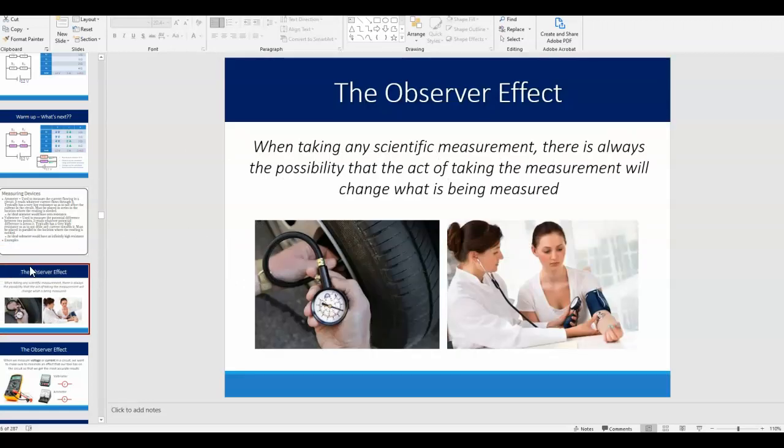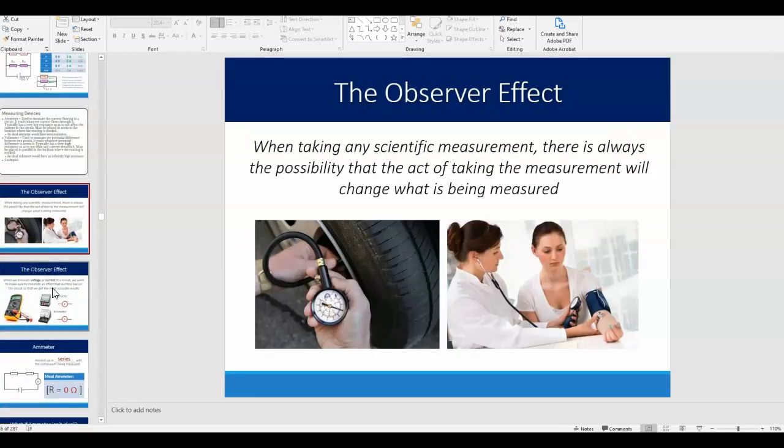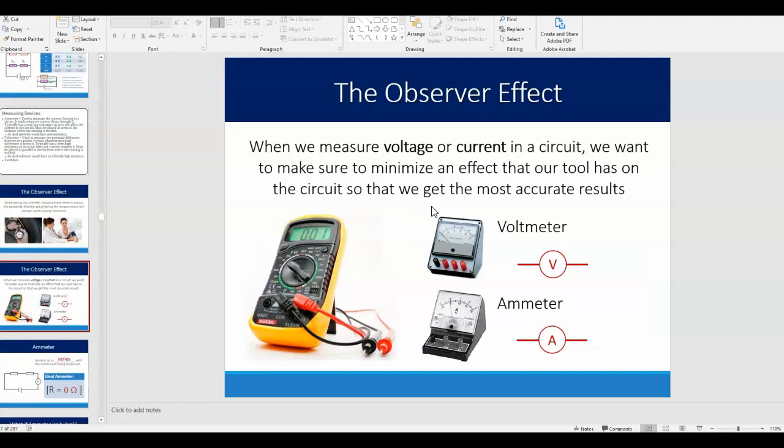We already talked about the observer effect. When we measure voltage or current, we want to minimize the effect that our tool has on the circuit. Here you see the symbols for voltmeter and ammeter. These are both analog versions of a voltmeter and ammeter. We have these in the classroom for your use.